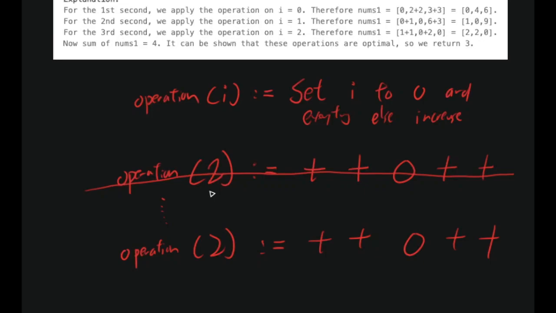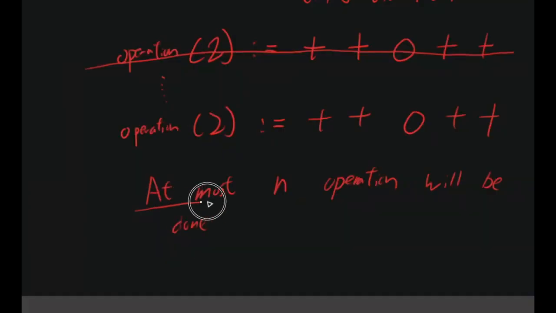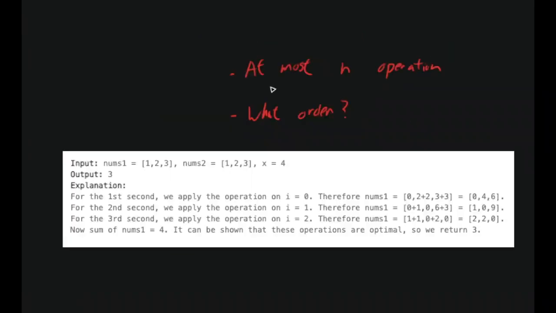So what does this tell us? It tells us that at most one operation will be done for each index. Either include that index in the operation or ignore it. That's basically two possibilities, and in total at most n operations will be done. So that's our second observation. Well, we already got the answer that at most n operations will be performed.